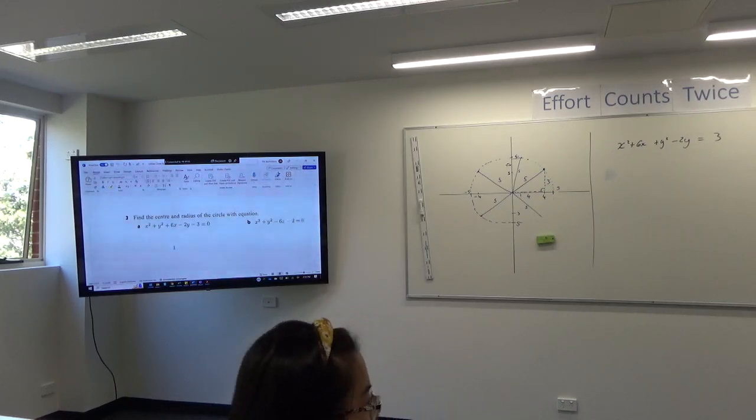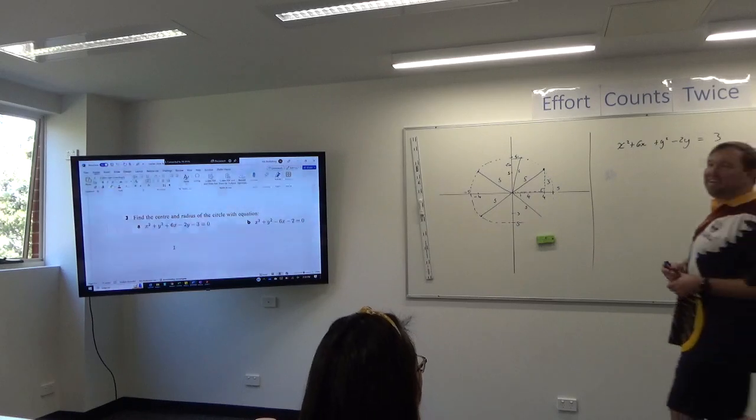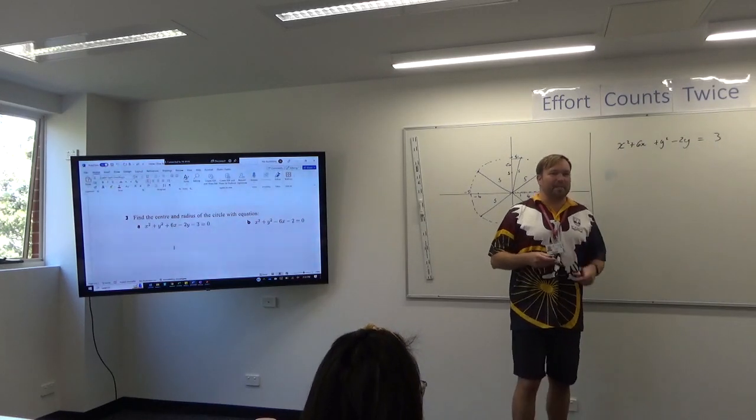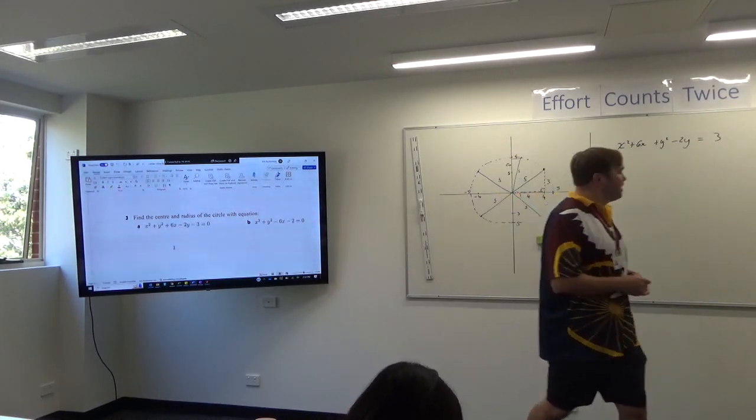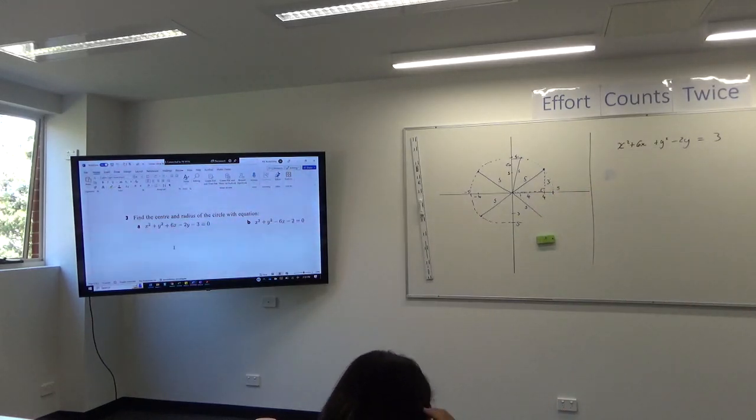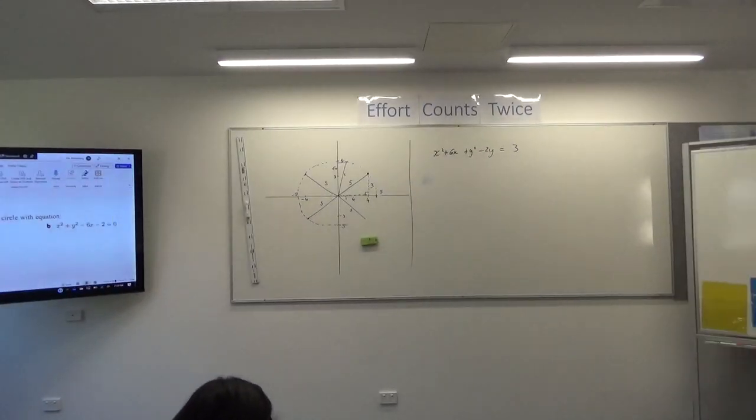Alright, back to circles. Now comes the fun of remembering how to complete the square from last year. Completing the square is an algebraic trick that you would have used to get to the turning point form.